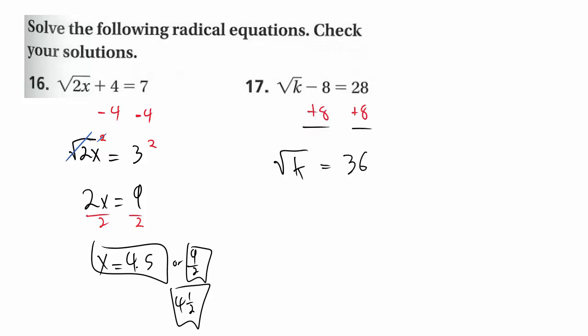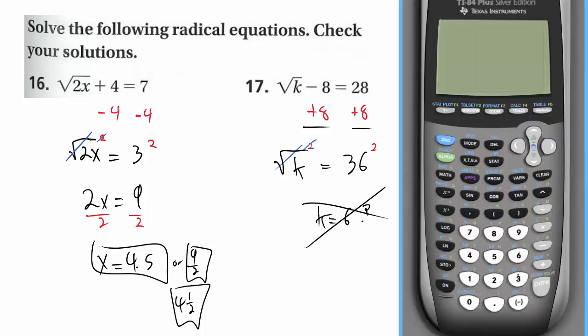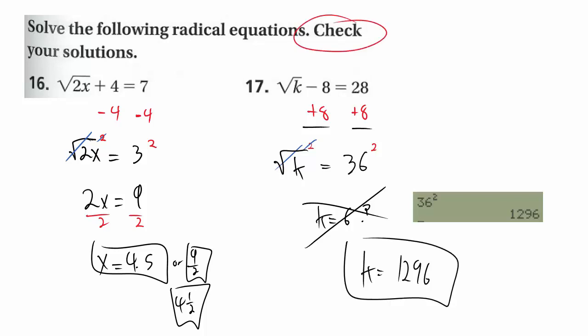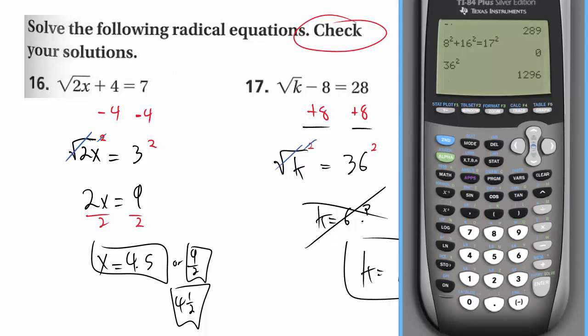Again, get the k by itself. Don't be tempted to write 6 here, because you might think, oh, square root of 36 is 6, but this isn't square root of 36. It's square root of what gives you 36. So to get the k by itself, you have to square both sides, so we end up getting 1296. But the way to check both answers, I just check it in my calculator, since you're going to be calculating this anyway.